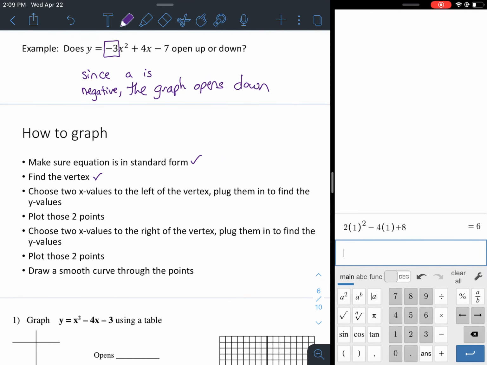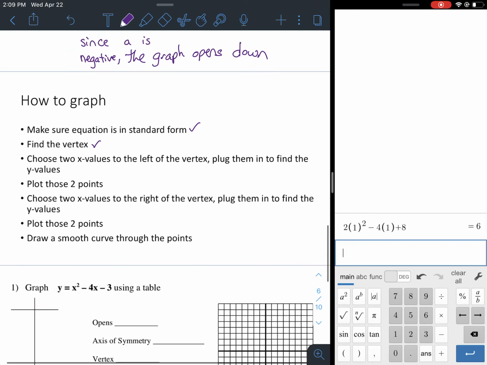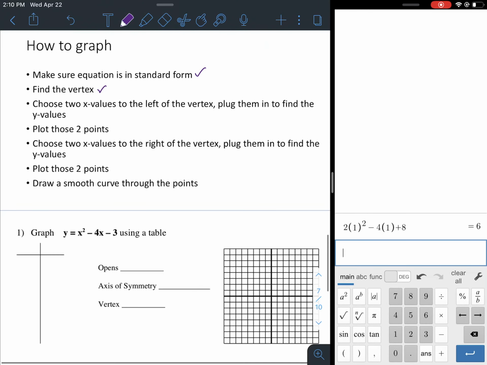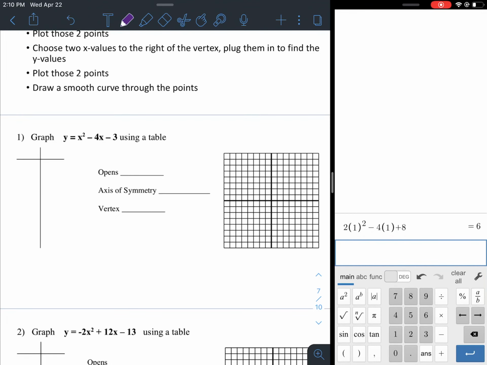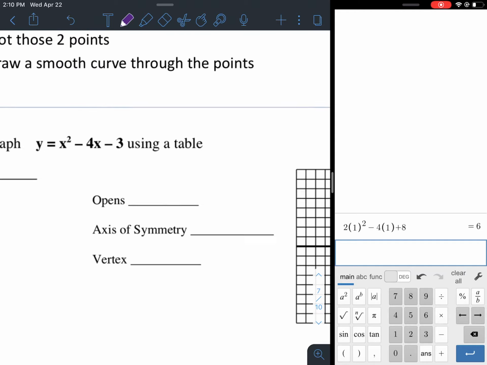Now, after that, we're going to choose two x values to the left of the vertex, plug them in to find the y values, and we could plot those points. Then we could choose two x values to the right of the vertex, plug those in, and get those 2 points, and then draw a smooth curve through the points. Now, I'm actually going to show a little bit of a shortcut as to how we can make this process a little bit faster. So let's take a look at our first example.